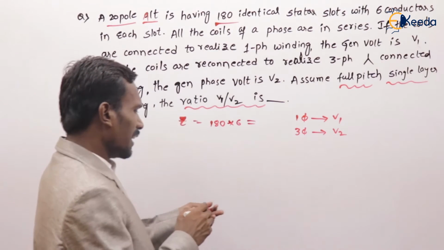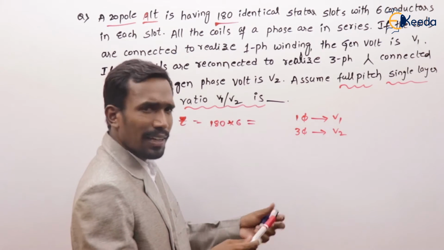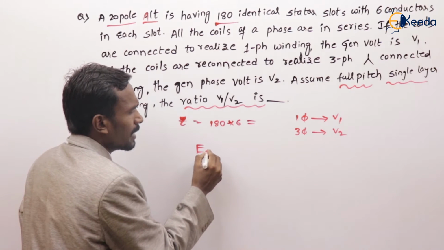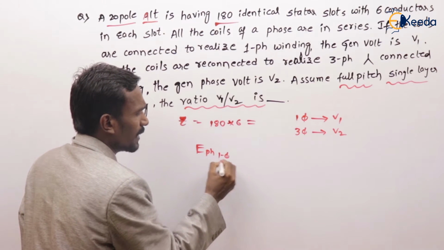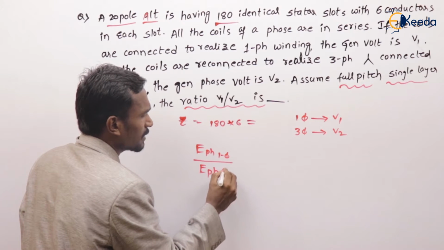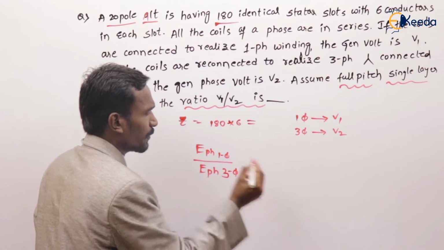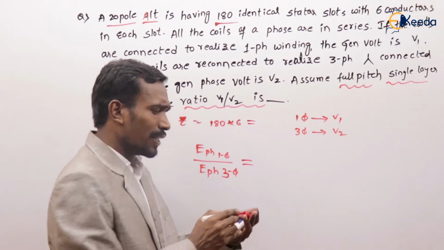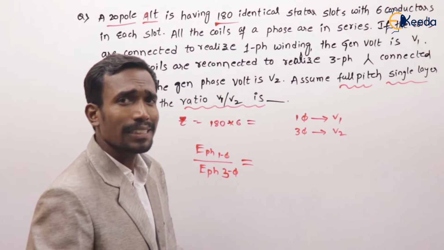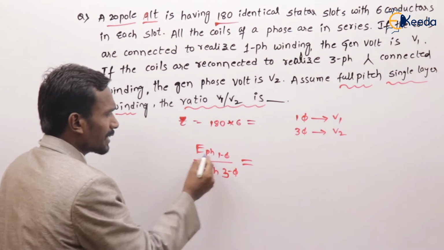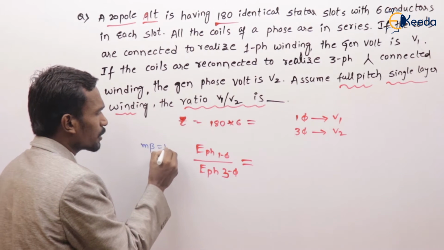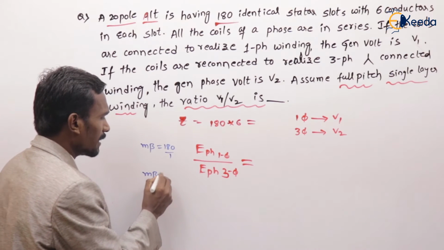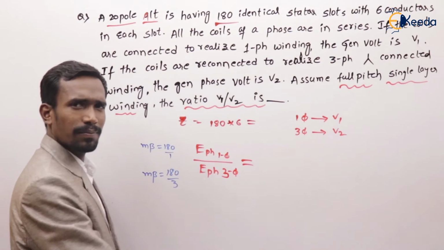Tell me. Generally, this is a problem like we already saw in the previous question. This is the EMF per phase in single phase to the EMF per phase in 3 phase. For this, I gave you one formula already. What is the formula? For single phase, M beta is equal to 180 by 1. For 3 phase, M beta is equal to 180 by 3.